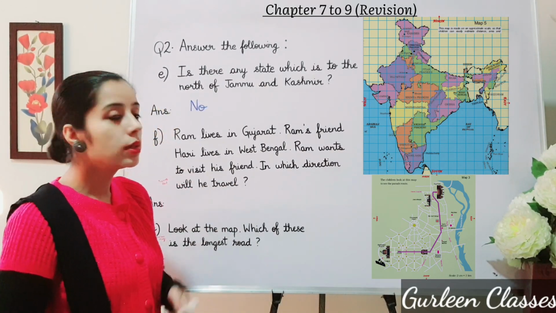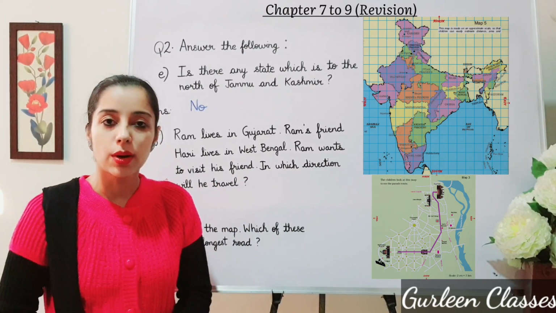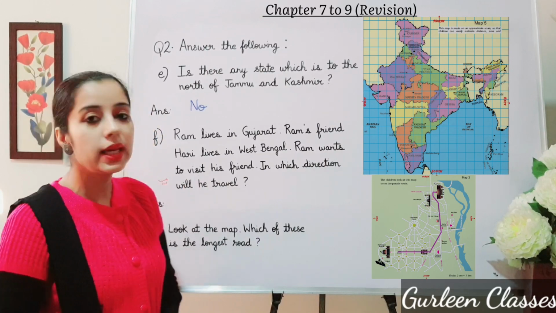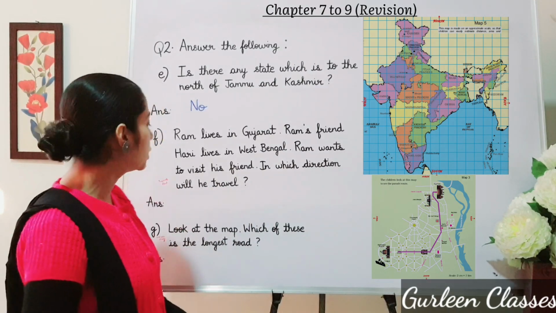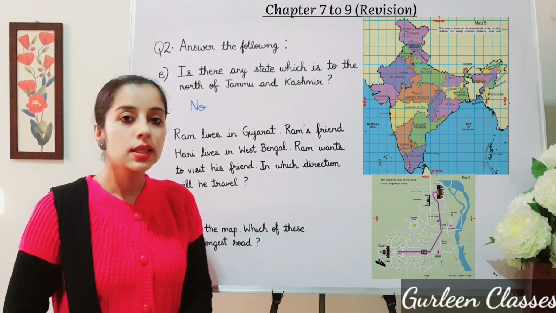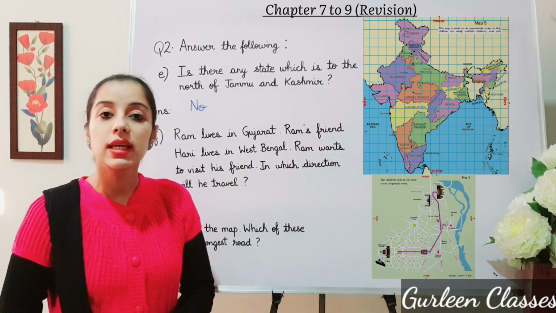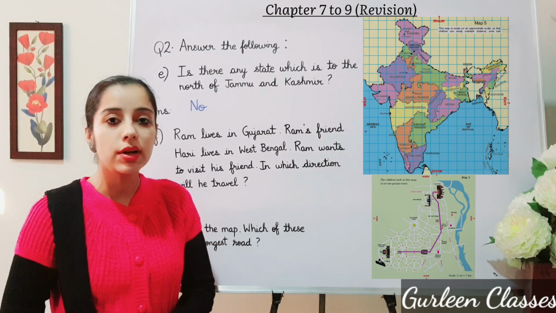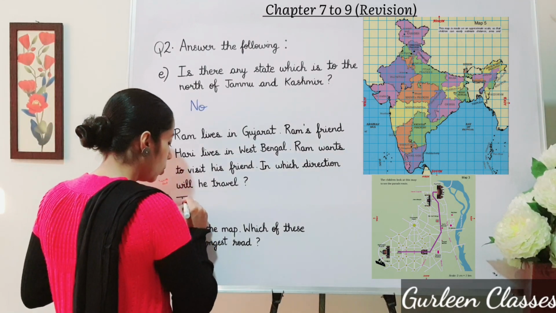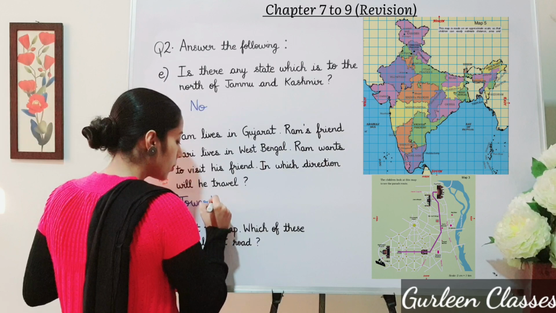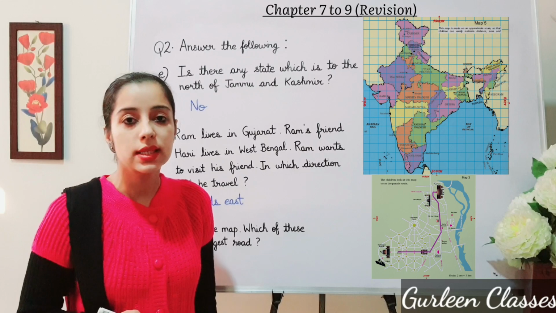Now F part: Ram lives in Gujarat. So Ram lives in Gujarat. See the map, students? Now Ram's friend Hari lives in West Bengal. Where is West Bengal? Towards east. Now Ram wants to visit his friend. In which direction will he travel? So students, Gujarat is towards west and West Bengal is towards east. So in which direction will he travel? He will travel towards east. So right here, towards east.